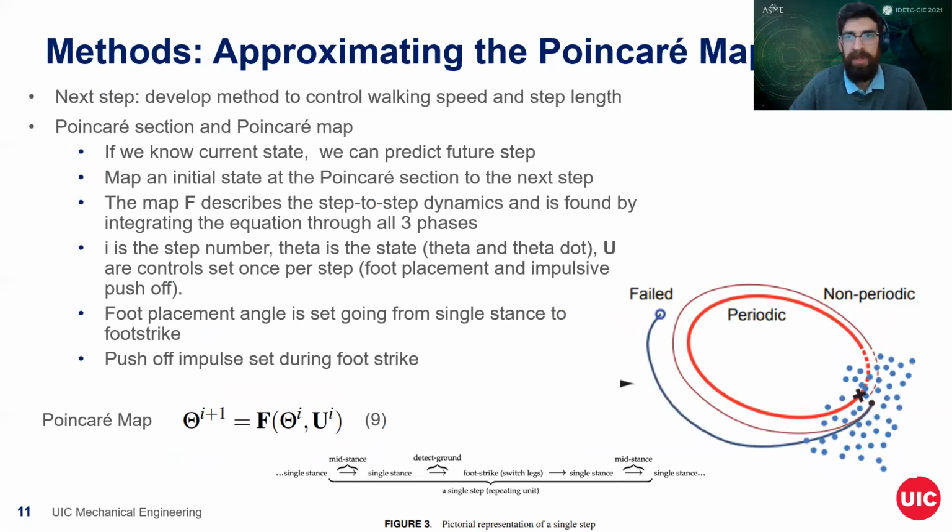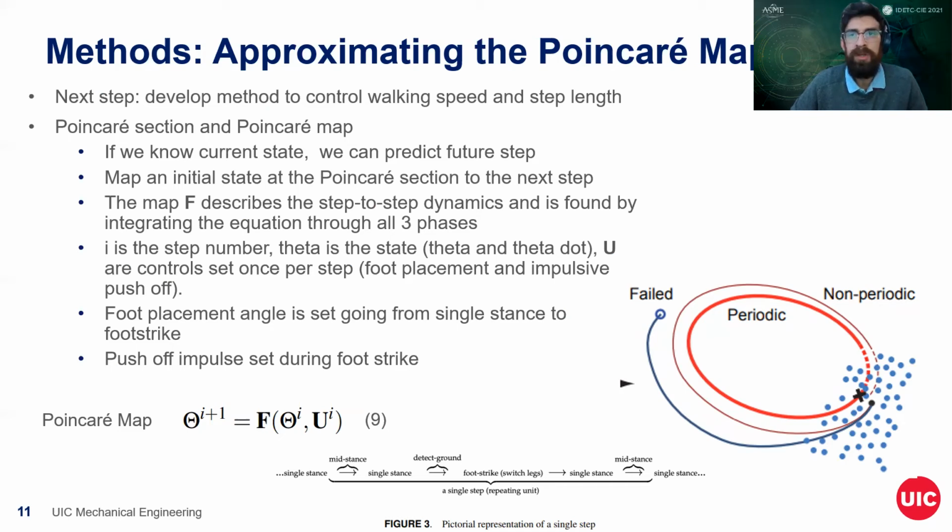So now we have the simulator and the controller for the actuated degrees of freedom, and the next step was to develop a method to control the humanoid's walking speed and step length. We use the concept of a Poincare section and map, which maps an initial state of the Poincare section theta i and controls during the step u i to the state at the Poincare section at the next step, theta i plus 1. This map F describes the step-to-step dynamics, which is found by integrating the equations previously discussed from one mid-stance to the next.